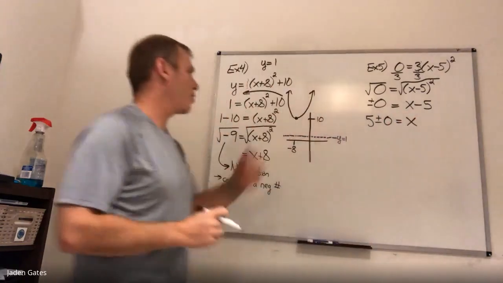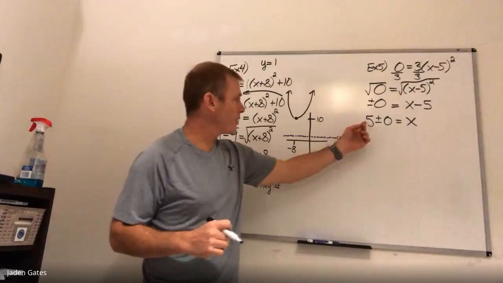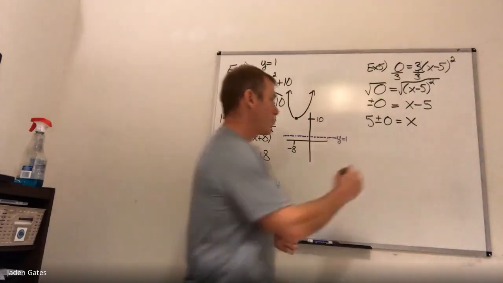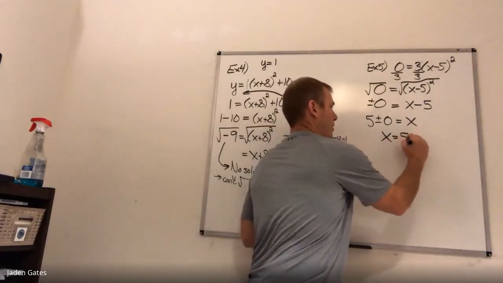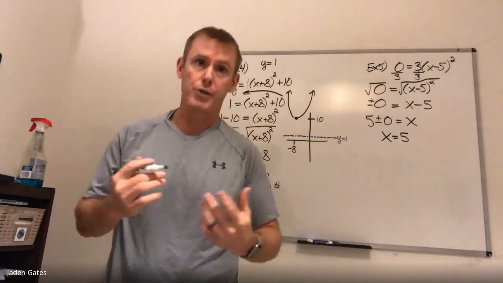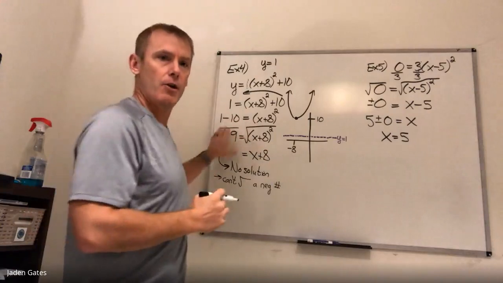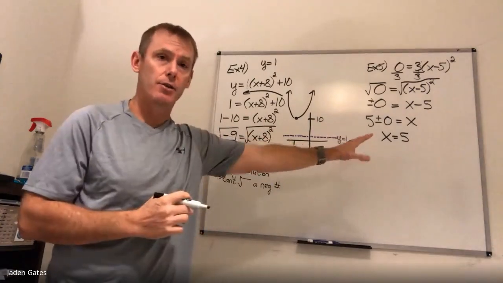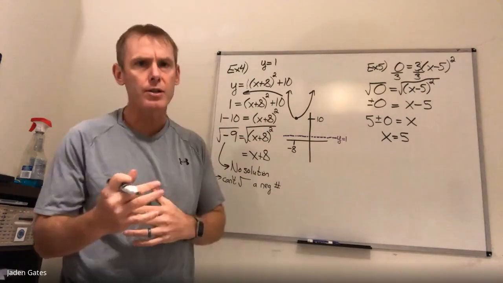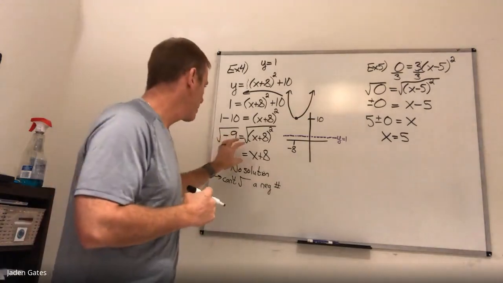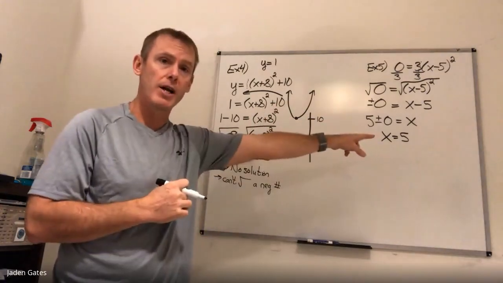So again, I'm just writing out all steps. So my answer is 5 plus 0, which is 5, and 5 minus 0, which is 5. I'm getting one answer. Last time here, I had no answers. Now I'm getting one answer. So like I said, in quadratics, most of the time you get 2 answers, but sometimes you can get no answers. Now you get one answer.